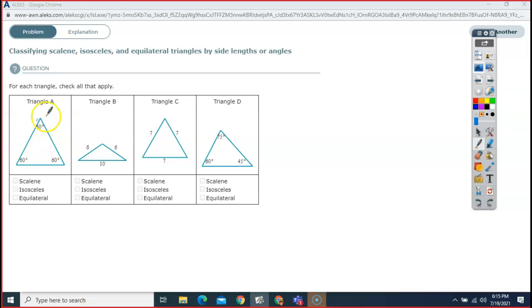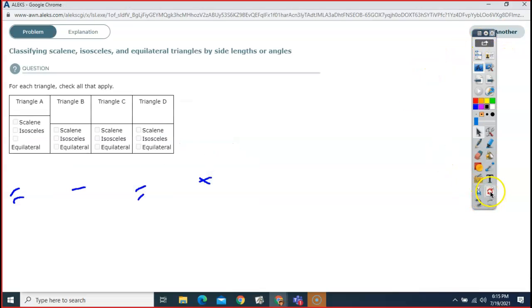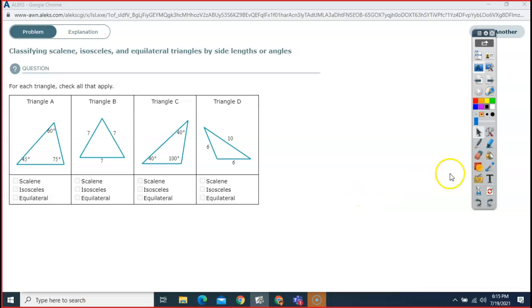All right, all 3 the same, isosceles equilateral. Just 2 are the same, isosceles. All 3 the same, isosceles equilateral. Everything's different, scaling. Easy peasy. You just keep that going. New problem. Okay. All 3 are different, scaling. All 3 the same, isosceles equilateral. 1, 2, only 2 are the same. That's isosceles.